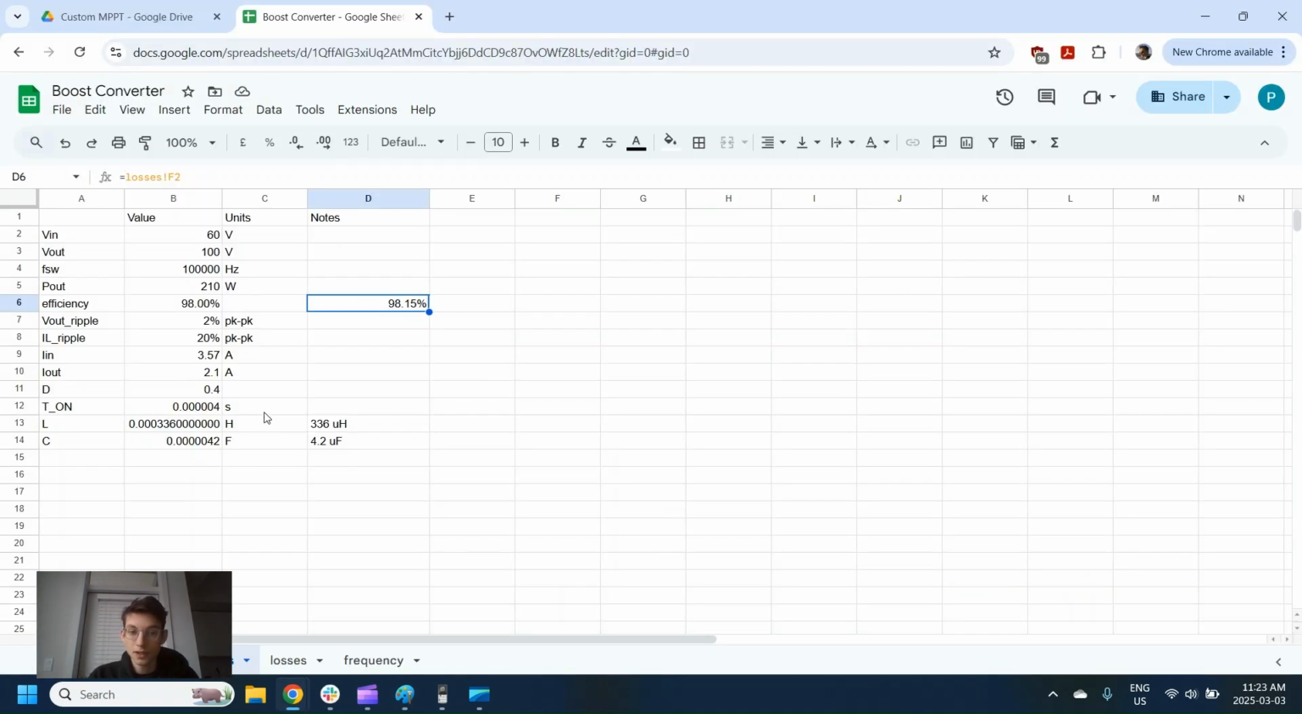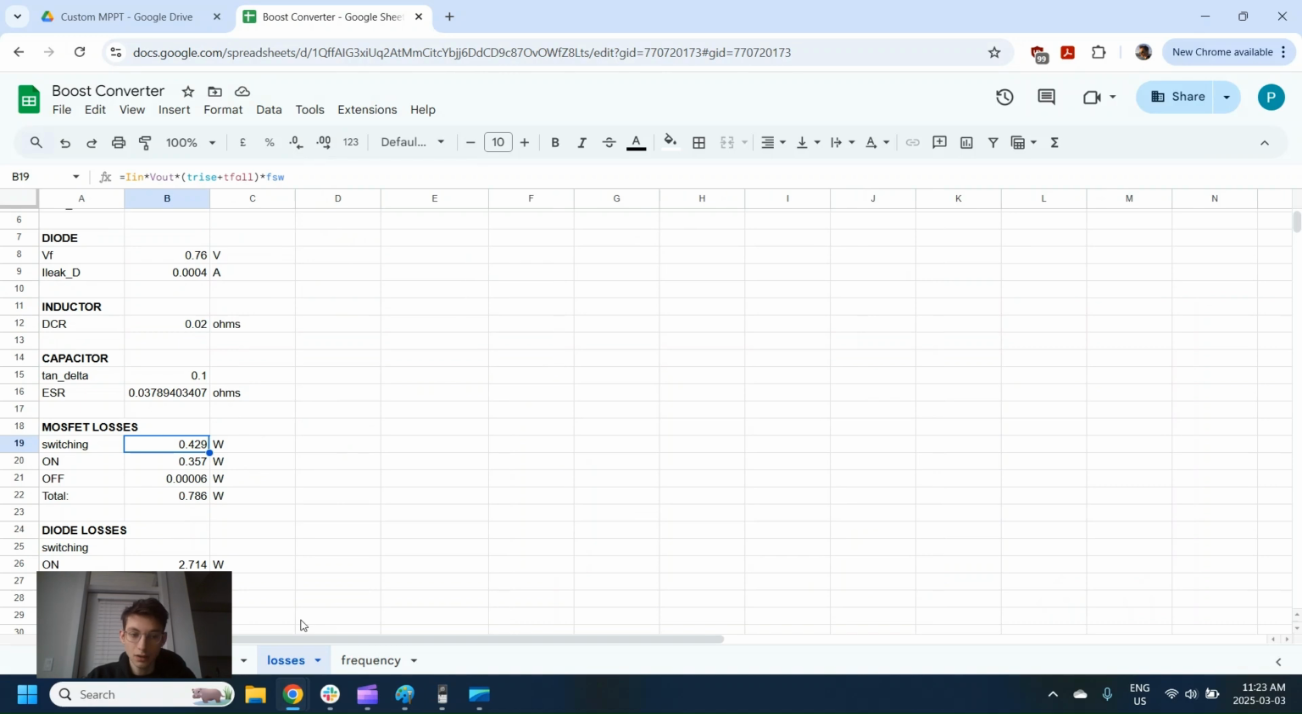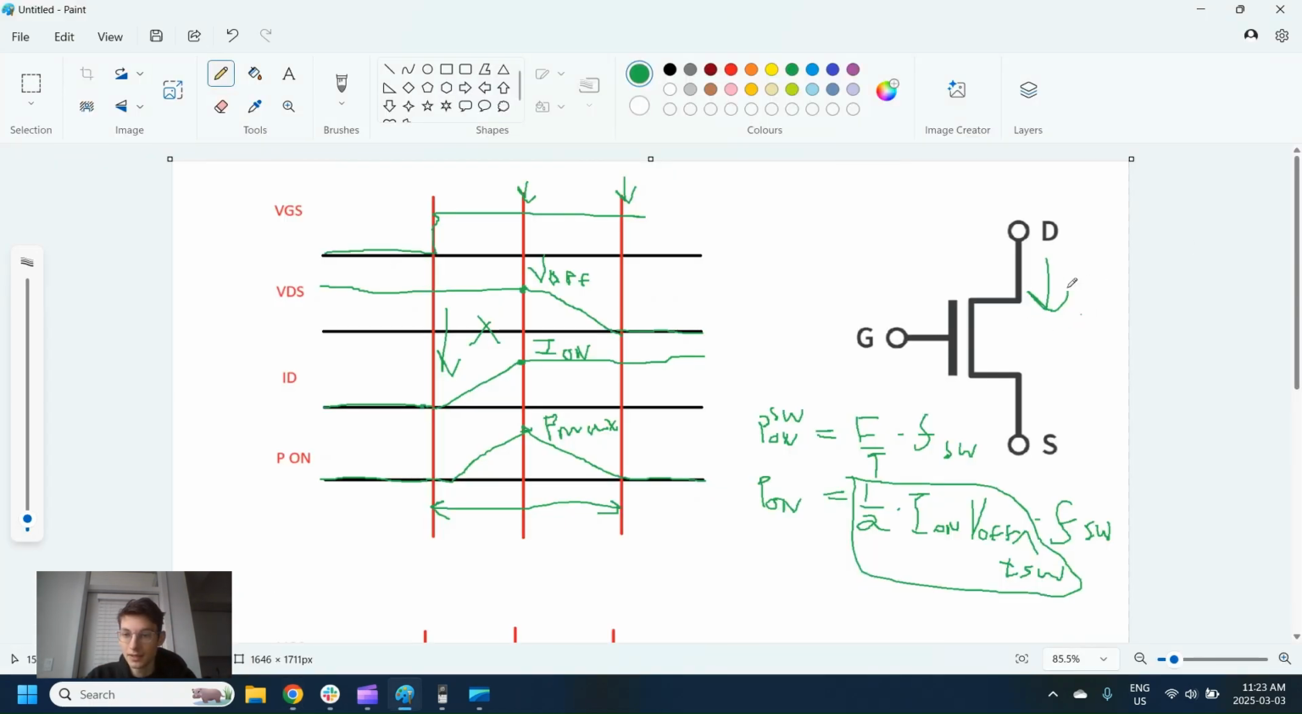But we have kind of two losses that we want to look at in a MOSFET. The first one is the switching one. And then the second one is the RDS on losses, or I call them the on losses here. So this is basically the amount of energy that it takes to maintain that switch being closed. And the reason that it takes energy is because the switch is not an exact short circuit. It has some resistance. So that's this RDS, we call it.